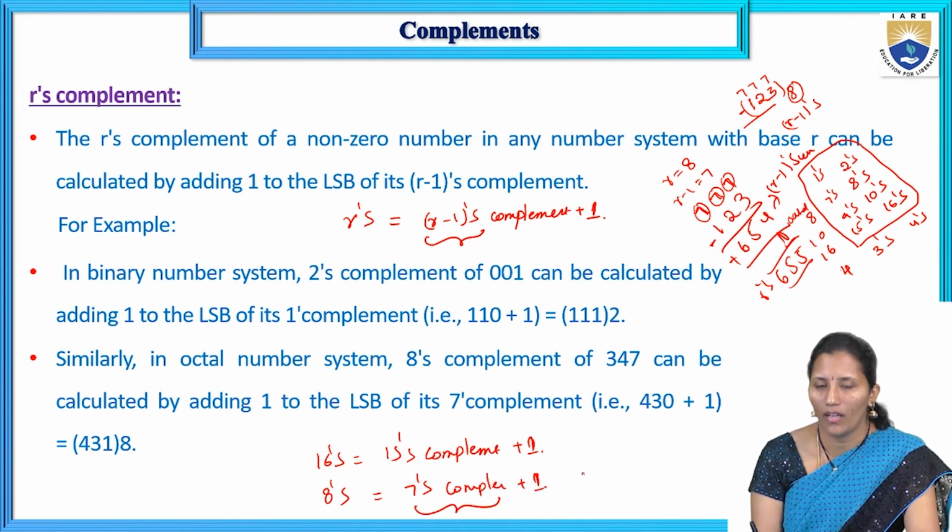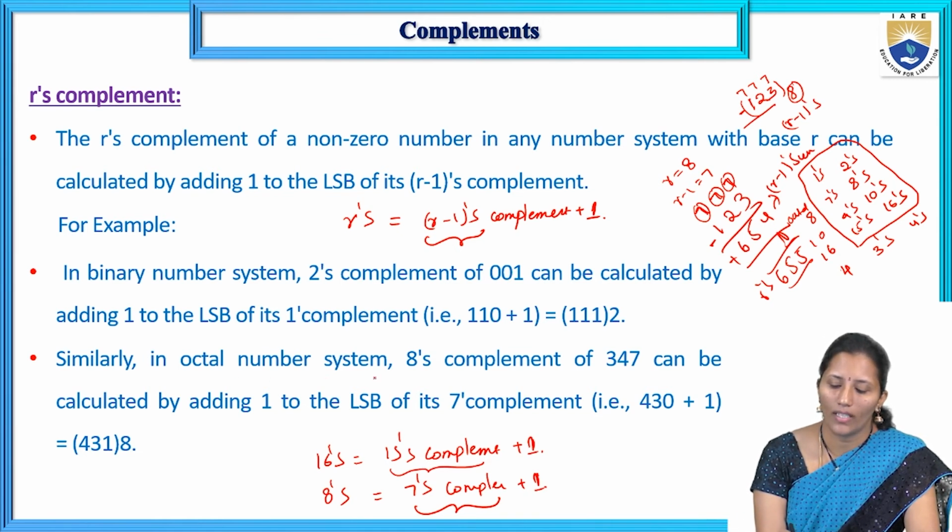Each digit of that octal number should be subtracted from 7. To find the 15's complement, each digit of the hexadecimal number should be subtracted from 15. You will get the 15's complement.